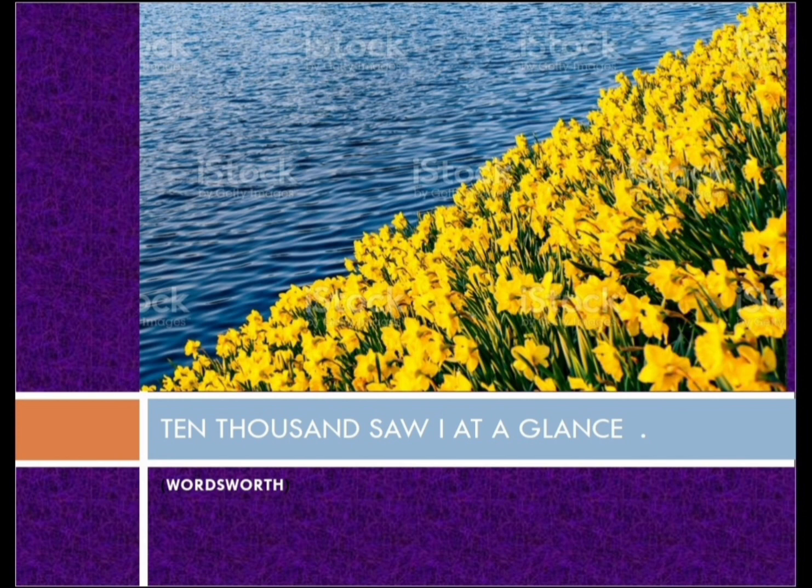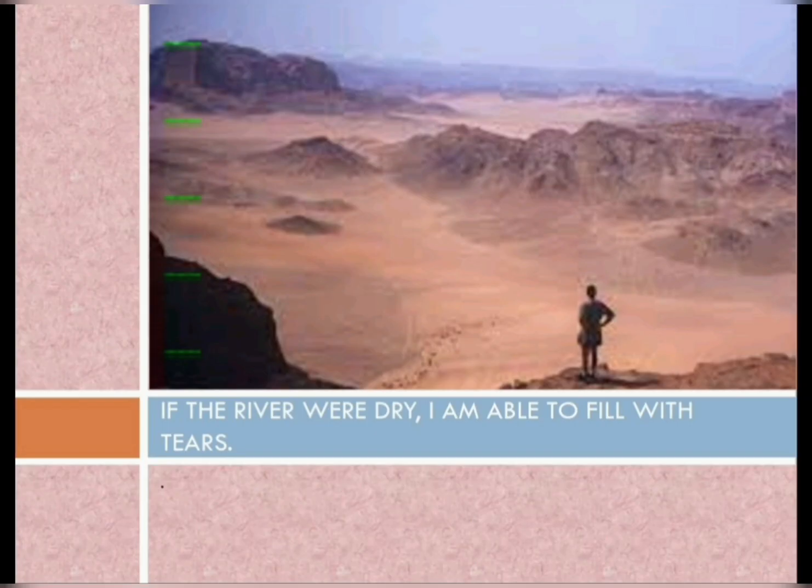The next example is to give a very serious effect. "If the river were dry, I am able to fill it with tears." The poet is saying that if the river were dry, if such a situation came, his tears would be able to fill the river. This is to give a serious effect to the literary piece of writing.